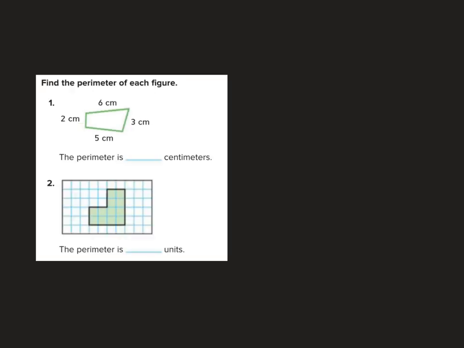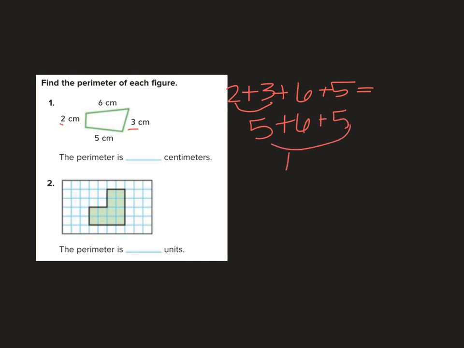Find the perimeter of each figure. Okay, so I have 2 plus 3 plus 6 plus 5. Do I have to do it in order? No, I don't. So 2 and 3 is 5. Plus 6 plus 5. 5 and 5 makes 10 plus 6 is 16.